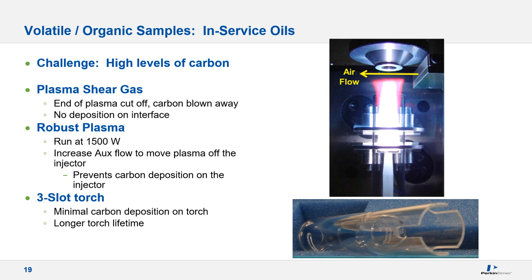The first challenge is the high carbon level. The AVIOs use plasma shear, a thin flow of air perpendicular to the plasma, which cuts off the end of the plasma. As a result, there is no deposition on the interface window. For the analysis, a robust plasma is used, 1500 watts. In addition, the auxiliary flow is increased to push the base of the plasma away from the injector, preventing carbon deposition. A three-slot torch is used for this analysis. This torch was designed specifically for organic samples to limit carbon deposition on the torch. This results in longer torch lifetimes.